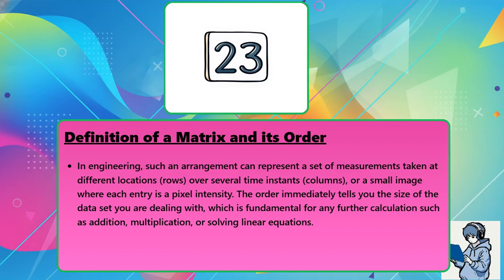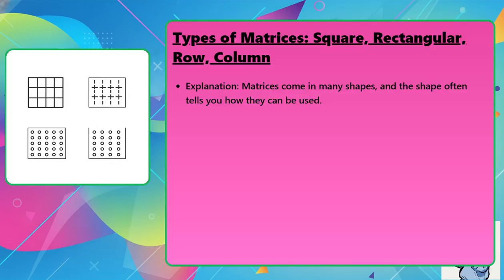Rows over several time instants, columns, or a small image where each entry is a pixel intensity. The order immediately tells you the size of the data set you are dealing with, which is fundamental for any further calculations such as addition, multiplication, or solving linear equations. Matrices come in many shapes, and the shape often tells you how they can be used.